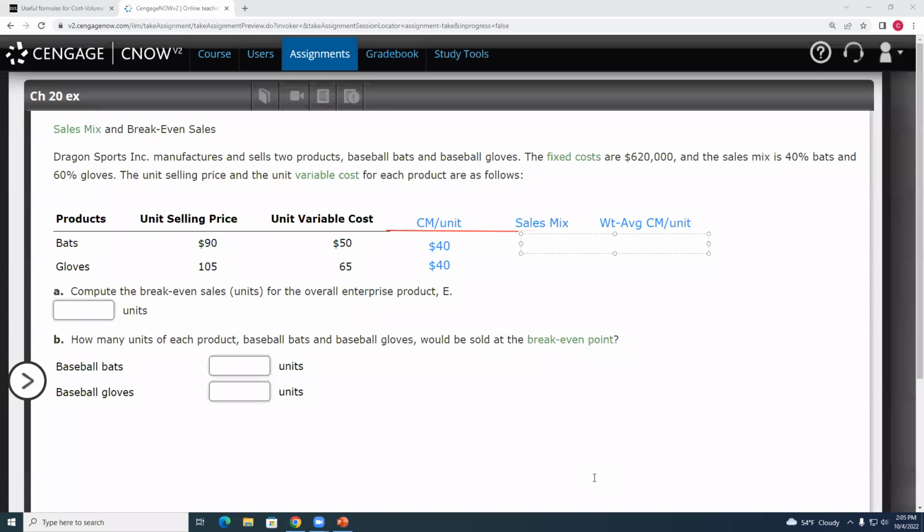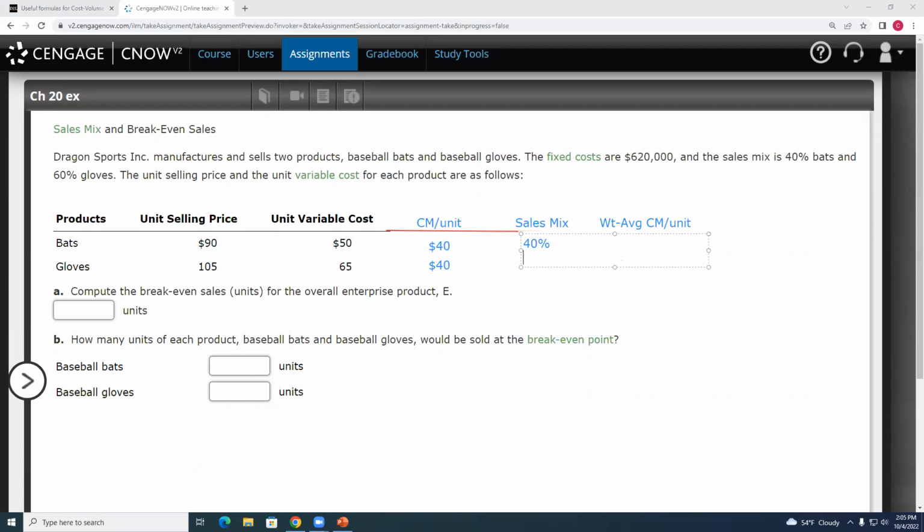The procedure that we're going to use will work for every exercise, but it's totally unnecessary in this exercise because of that same contribution margin. But we're still going to go through all the steps and you'll see how to apply it. And then we'll be able to use this in a future exercise as well. So the sales mix is 40% bats.